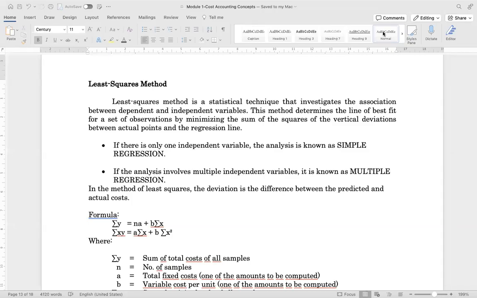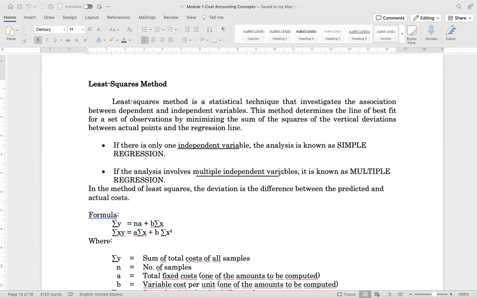Least square method. It is a statistical technique that investigates the association between dependent and independent variables. This method determines the line of best fit for a set of observations by minimizing the sum of squares of the vertical deviation between actual points and regression line. If there is only one independent variable, the analysis is known as simple regression. If the analysis involves multiple independent variables, it is known as multiple regression.